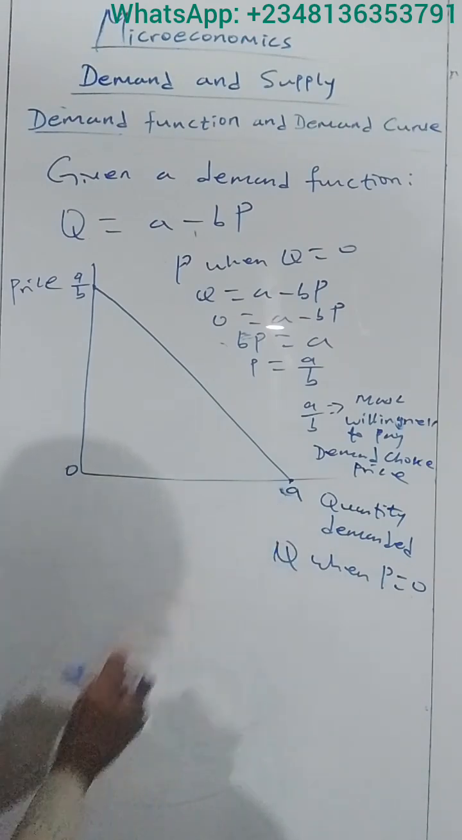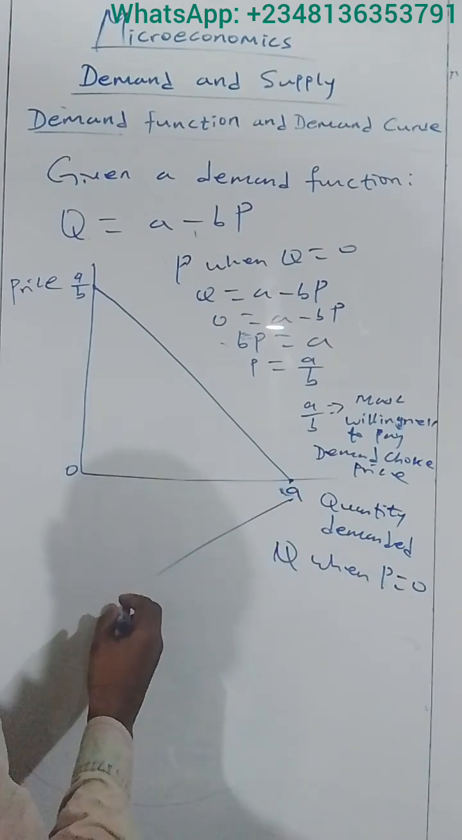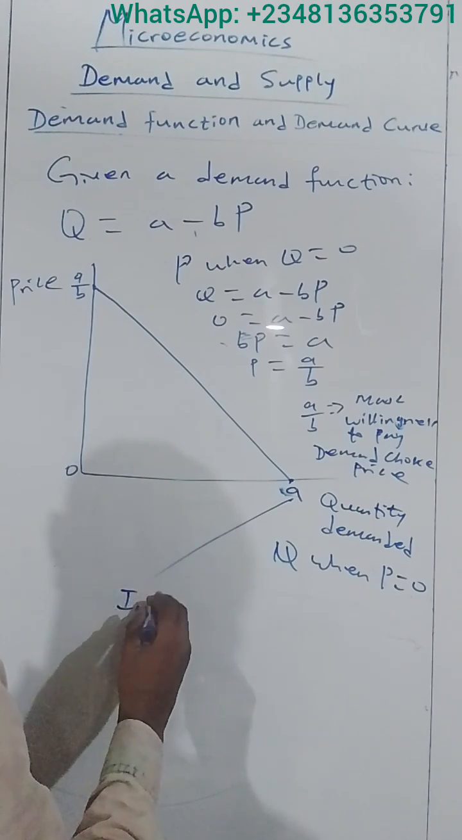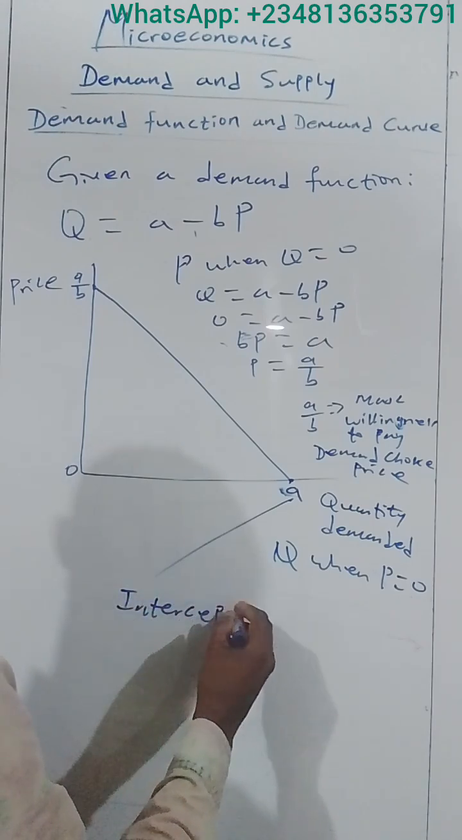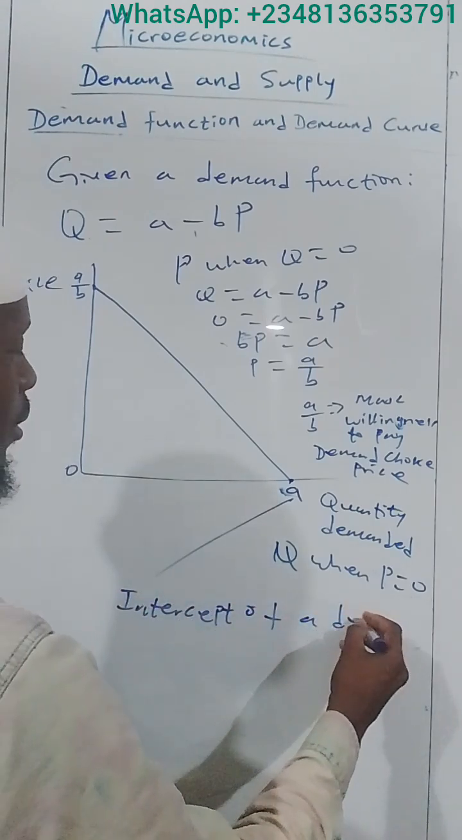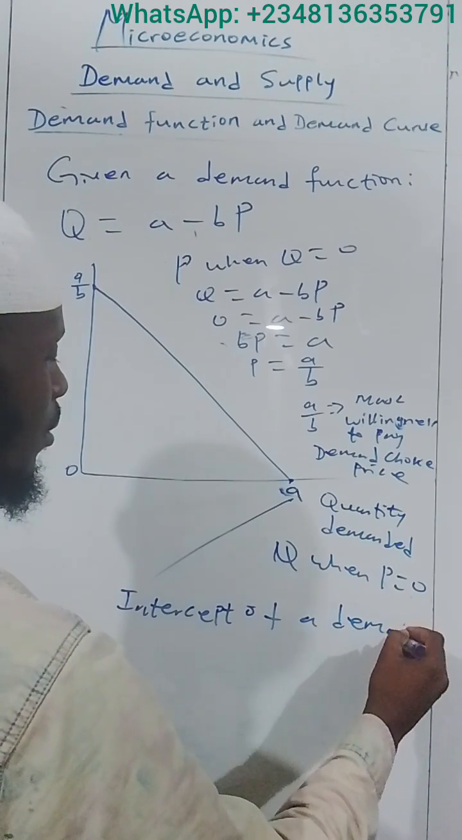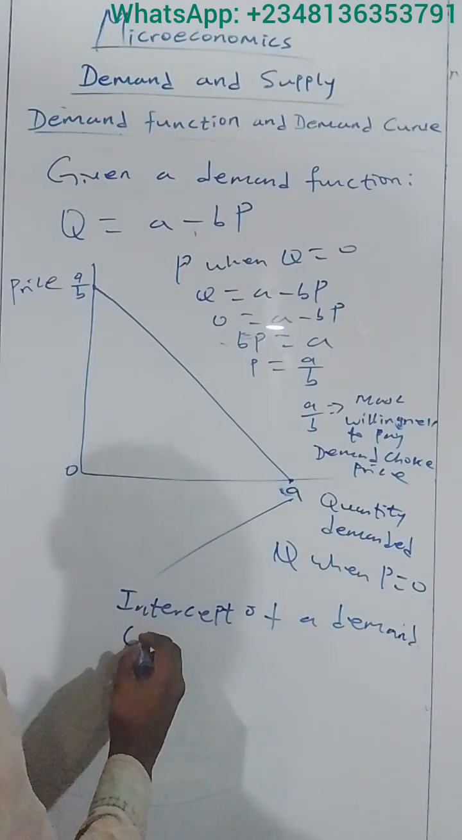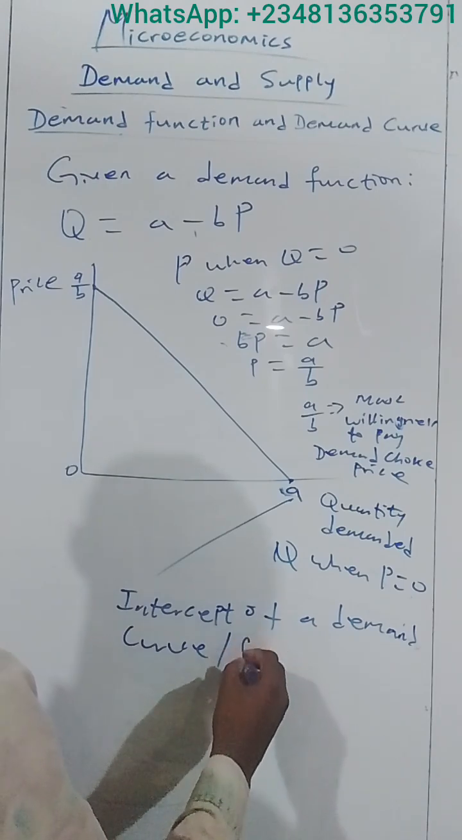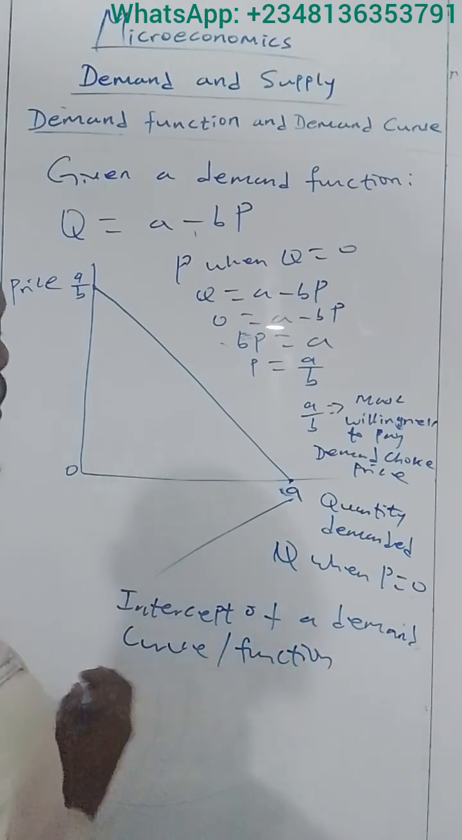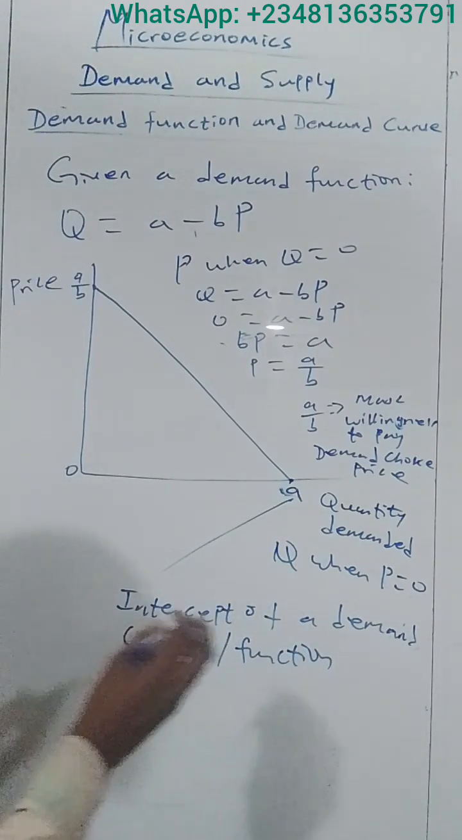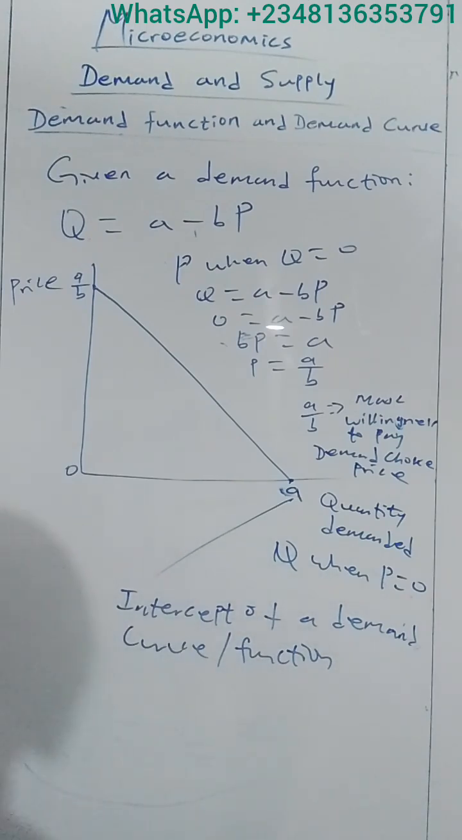So what does this A imply? This A implies the intercept of a demand curve or function. So A is equal to the intercept of a demand function or a demand curve, while A over B is equal to the maximum willingness to pay, or what we call the demand choke price.